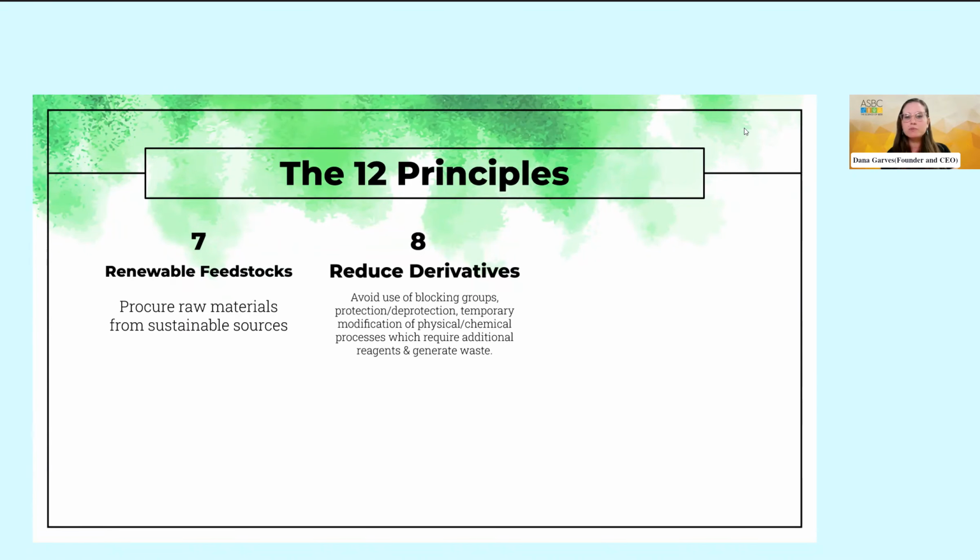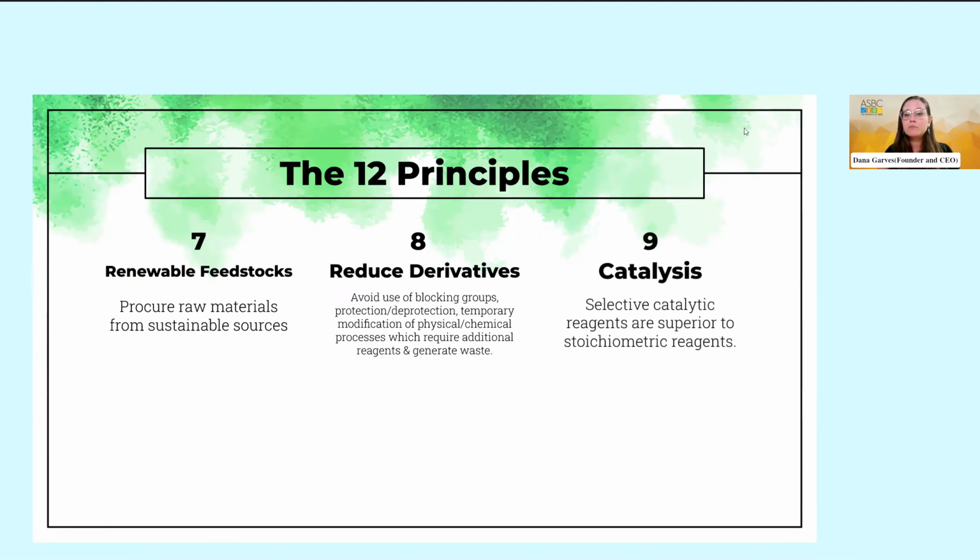And so we add in these blocking groups or these protection groups that kind of coddle that volatile compound until it gets to the stage where those blocking groups are then removed and the compound's able to react within the chemical process. And so those blocking groups create waste. They can sometimes be very toxic. And they aren't reusable. So if we can reduce the use of derivatives in chemical processes, then we're preventing a ton of waste.